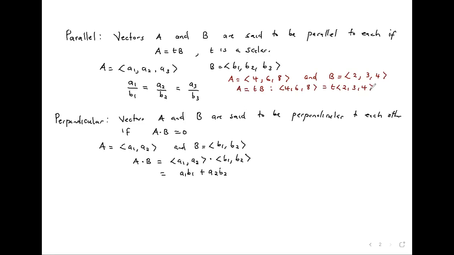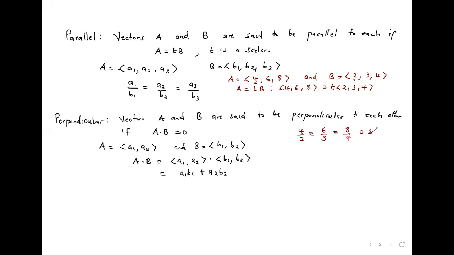If this is too much now, and you say maybe it will be too hard for me to get t, or I don't have time to start solving equations, then you're allowed to get 4 divided by 2, the first component divided by the first component. If what you get is the same as 6 divided by 3, and the same as 8 divided by 4, then you say that A is parallel to B. Now for sure here we are getting 2.